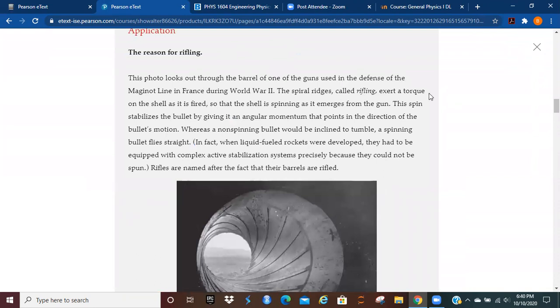This is a good discussion on rifling, putting a torque on a shell. When you do that, you're going to be able to cause the shot to not only fly further, but also be more steady. And basically that means spinning the shell as it travels.